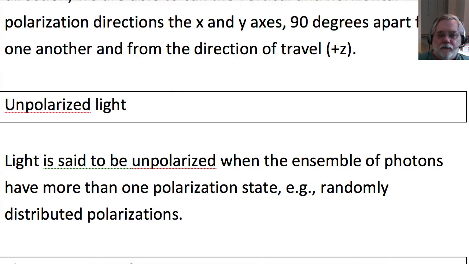Unpolarized light. Light is said to be unpolarized when the ensemble of photons have more than one polarization state, typically randomly distributed polarizations. The light from the sun is unpolarized.